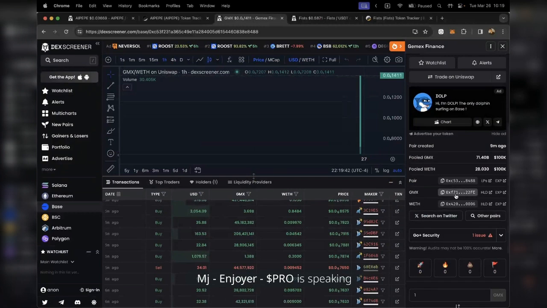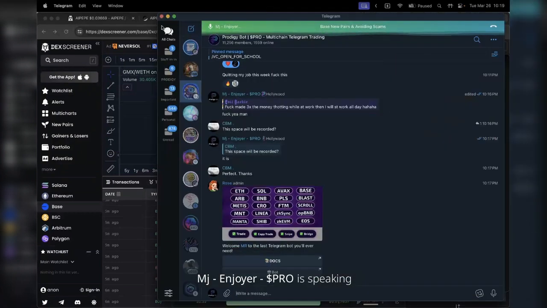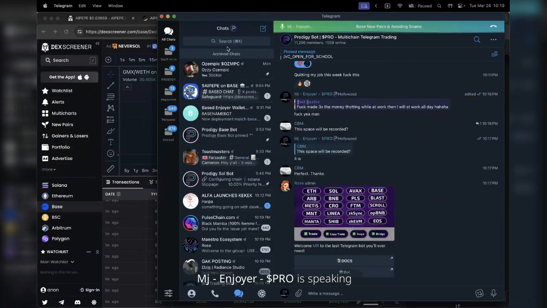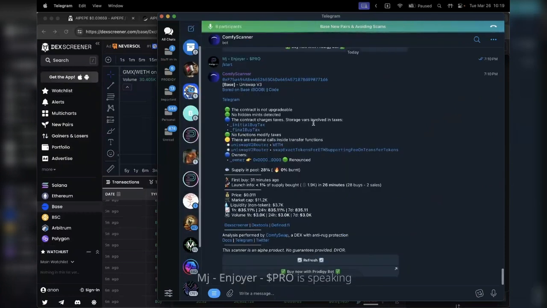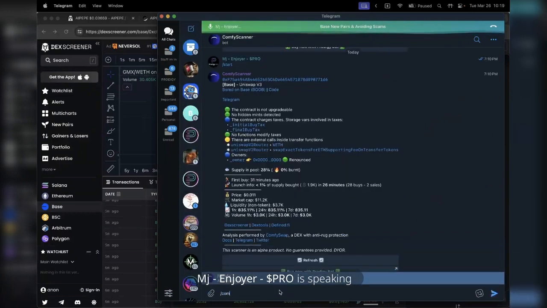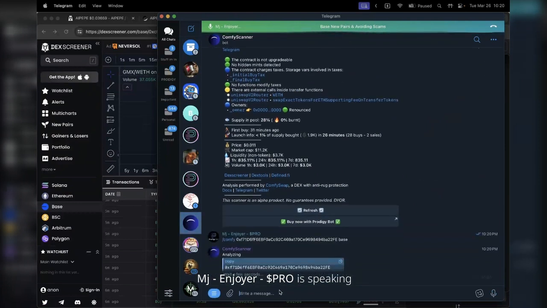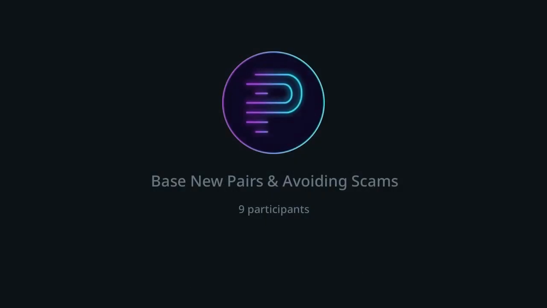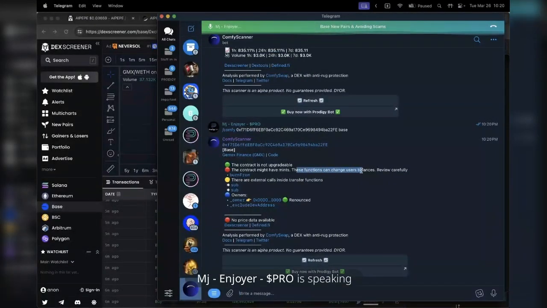So you can use ComfySwap, right? We have our friends at ComfySwap. Let's see, ComfySwap scanner. So you do Comfy, paste it, and type the chain you're scanning. Going to analyze it. Red and yellow are bad. Might have mints. That is not good. There are external calls inside the transfer functions. That is very bad too. Those are bad signs.